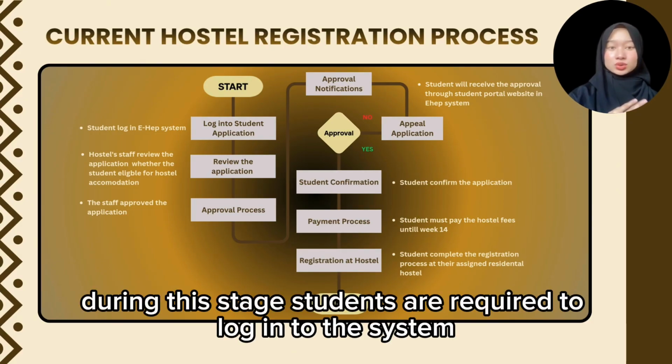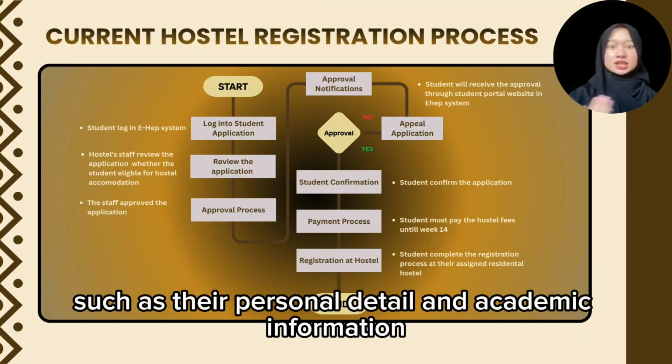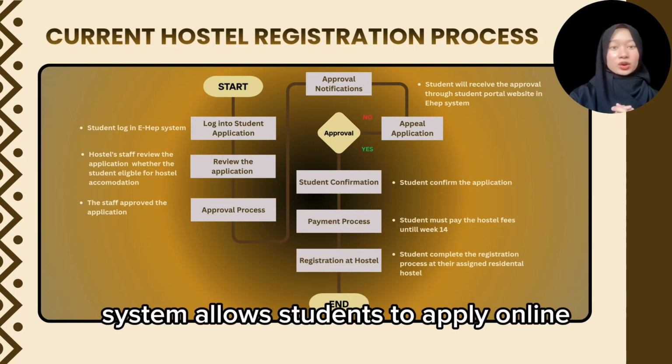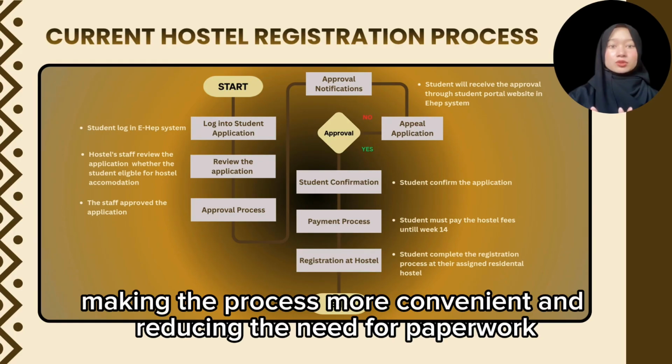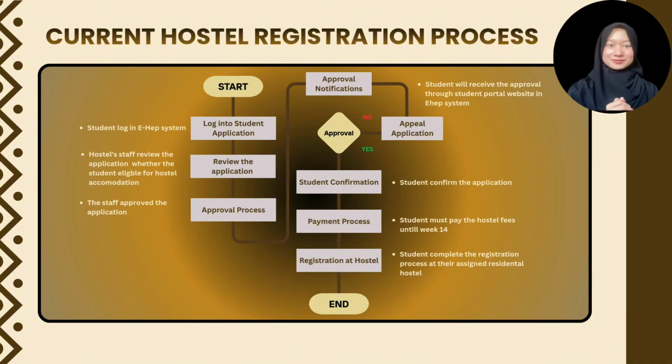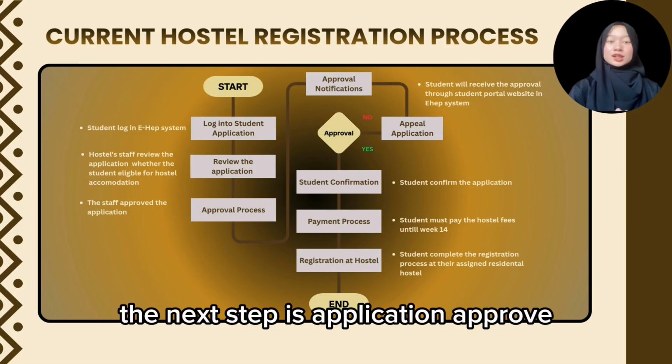During this stage, students are required to log in to the system and fill in their information such as their personal detail and academic information. The e-HEP system allows students to apply online, making the process more convenient and reducing the need for paperwork. This helps save time for both students and university staff. The next step is application approved.